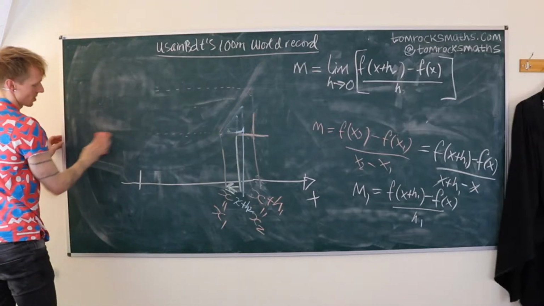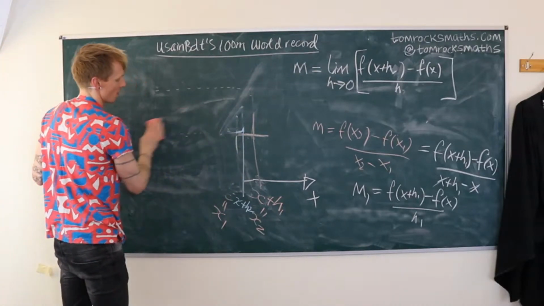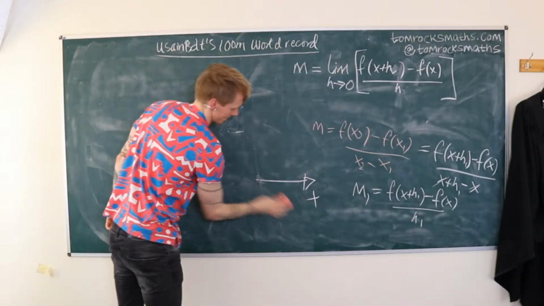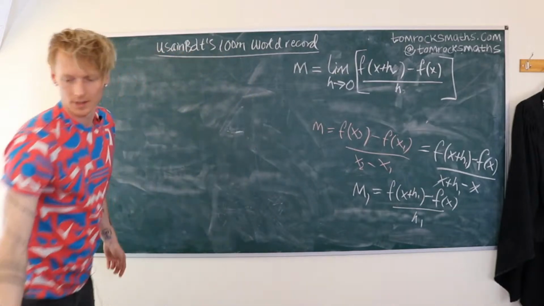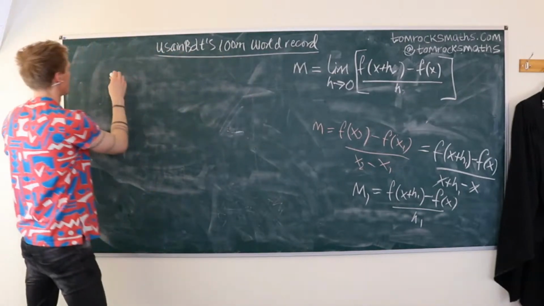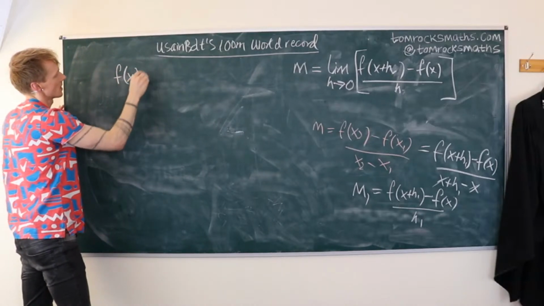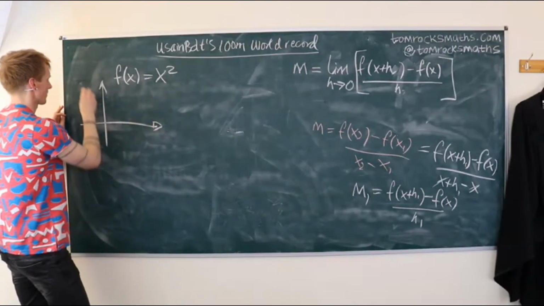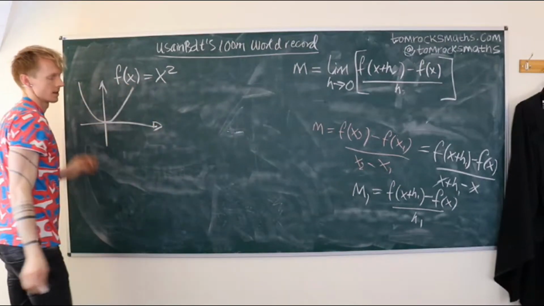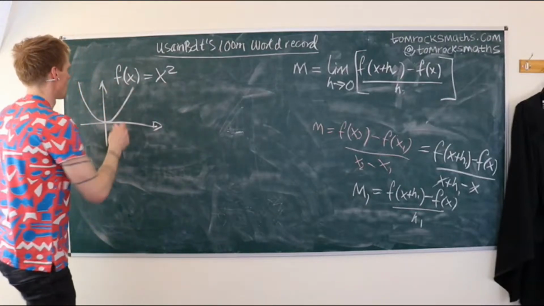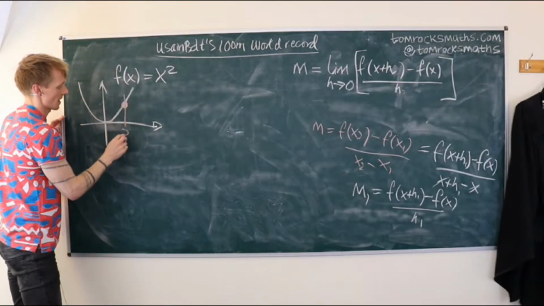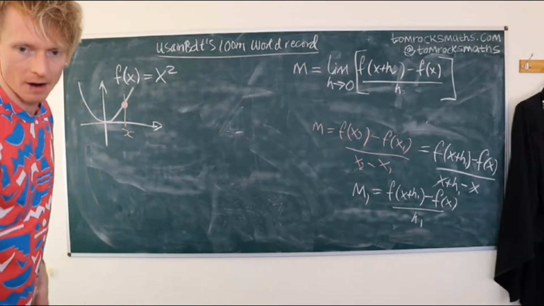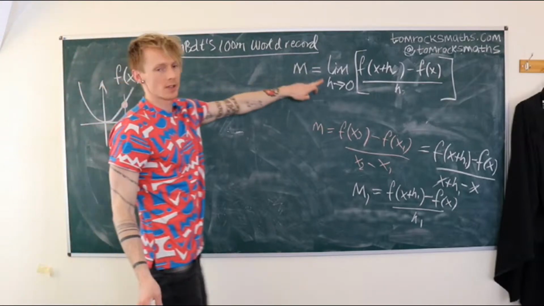So the simplest function I can think of is going to be y equals x squared. We're going to consider a parabola. Right, so if I say f of x equals x squared, my graph is something like that. And we want to know the gradient at some point here, x. Want to know the gradient there. Now, we want to use our formula.